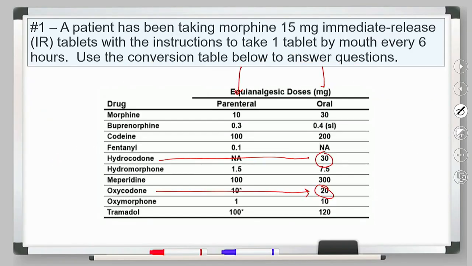So I'm going to go back and show you the table here. And again, so if we were to go to hydromorphone, we can see that its value here, and I'll circle it a couple of times, is 7.5, equivalent to, again, these are all oral doses, 30 milligrams of morphine. So we have 7.5 milligrams of hydromorphone is equivalent to 30 milligrams of morphine.